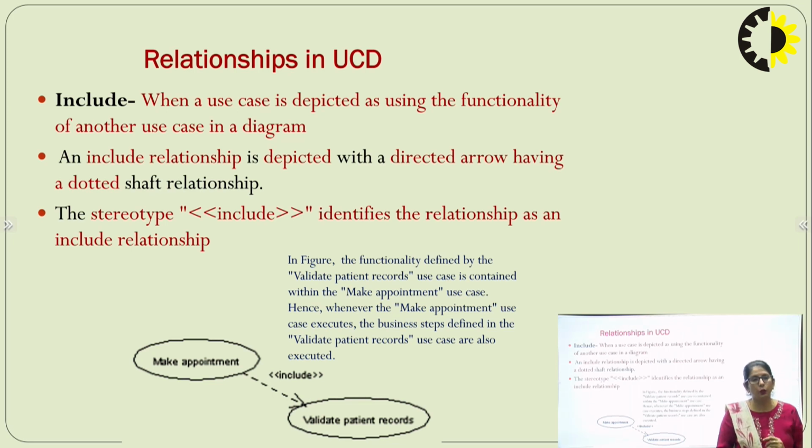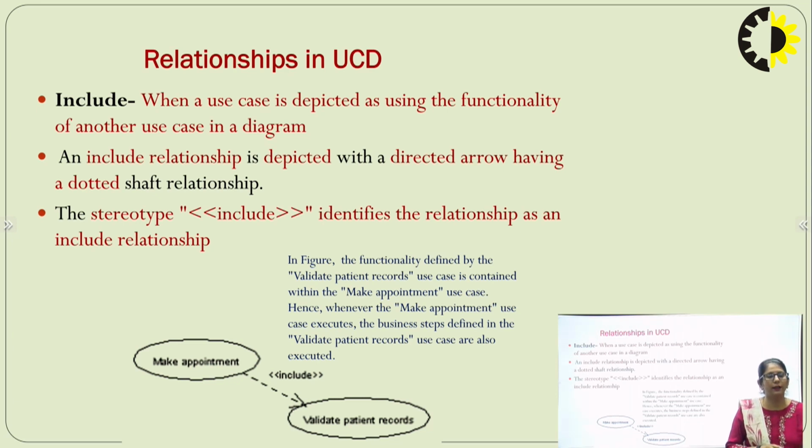In the case of include, as the name suggests, it is required for the functionality of the other one. When a use case is depicted as using the functionality of another use case in the diagram, then we use this kind of relationship, include. It cannot be drawn with a plain line or an arrow head alone. It will always be depicted with a dashed arrow, a dotted arrow with an arrowhead, and on the arrow there will be mentioned include within the parentheses used for tags, right? And the stereotype we need to mention is include.